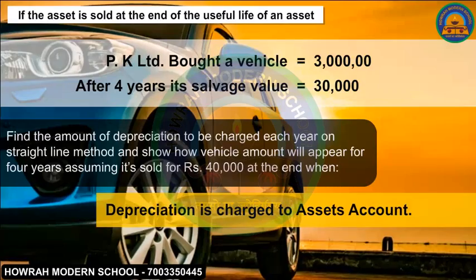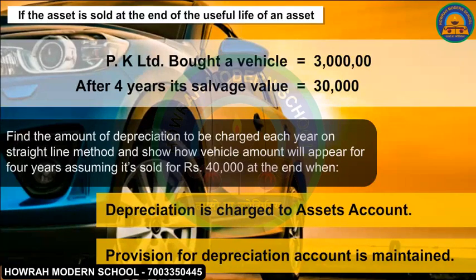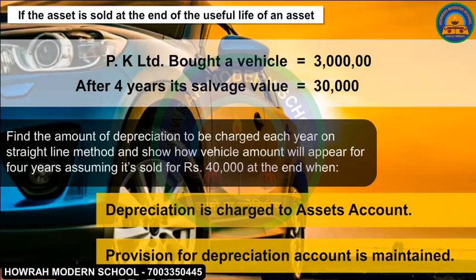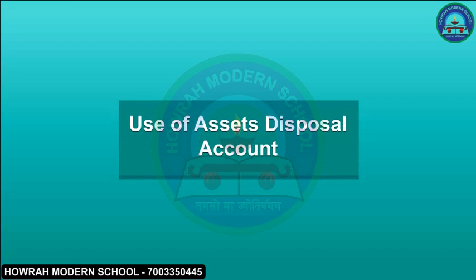A. Depreciation is charged to assets account, B. Provision for depreciation account is maintained. Use of assets disposal account.